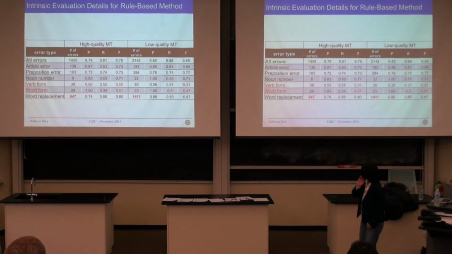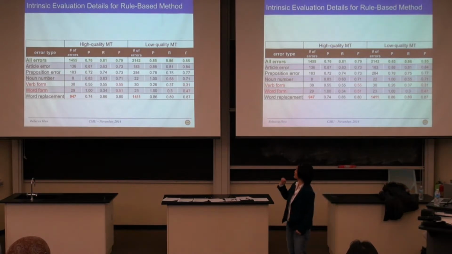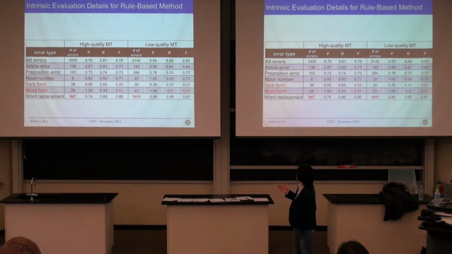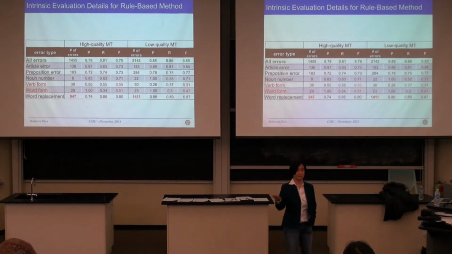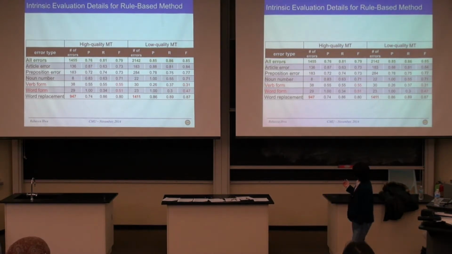Just in case you were wondering, here's a breakdown of the specific error types. You'll see that it does better for certain errors than others. The other interesting thing is also that the detector works better for low-quality MT systems than for high-quality MT systems. And that's not really a surprise because high-quality MT systems are harder to detect the problems of, whereas low-quality MT systems make probably more systematic mistakes that you can catch.